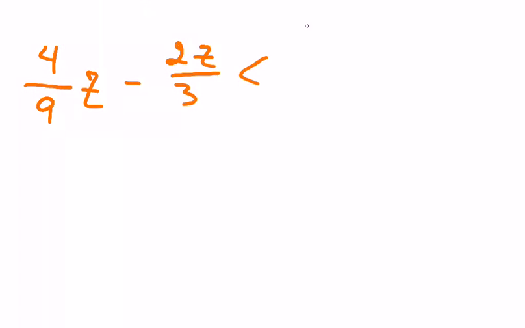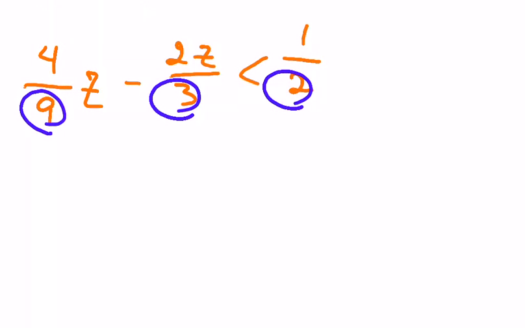Next example, 4/9 z minus 2z over 3 is less than 1/2. So same thing, we look at the 9, the 3, and the 2, and we look for a common denominator, and in this case it would be 18. So we want to multiply everything by 18.